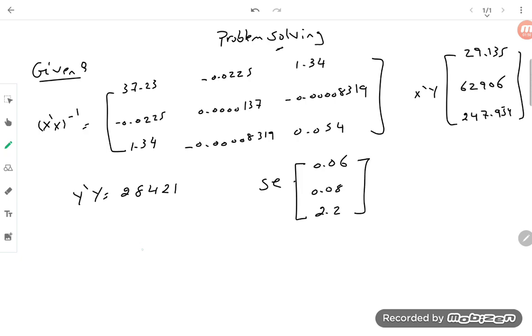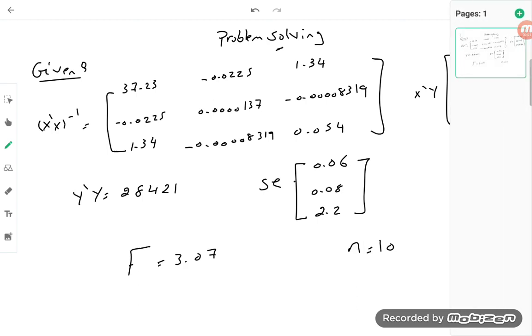And if you know that F tabulated equals 3.07 and n equals 10. Required: number 1, to estimate the value of the parameters; number 2, to test the significance of the parameters; and number 3, to test the significance of the model. Number 1, estimate the parameters.